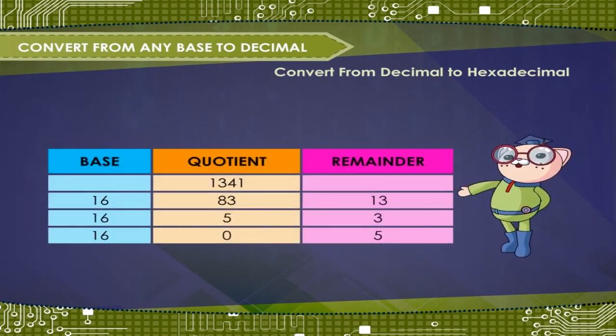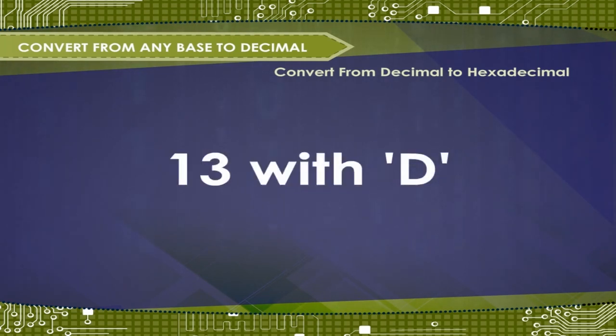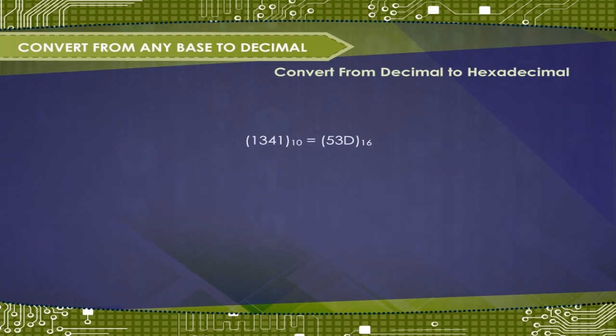Example: convert the decimal number 1341 to hexadecimal notation. Replace 13 with D while writing the answer. So the answer is 1341 base 10 is equal to 53D base 16.